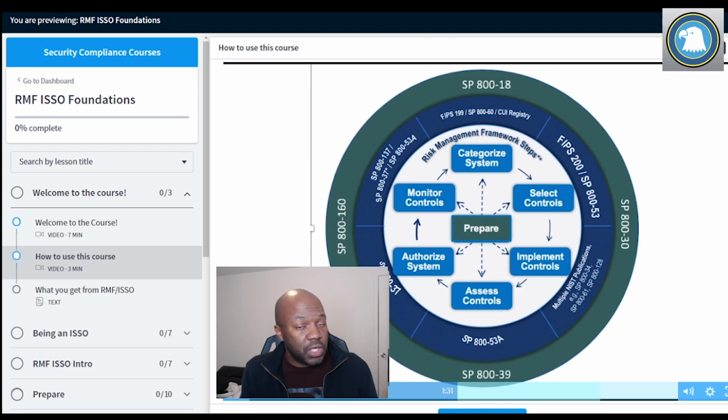Are there other security controls that we need to apply? So that's categorization. Then we talk about selecting controls. Once you've categorized the security impact of the system, you've got to select the controls, so security controls.